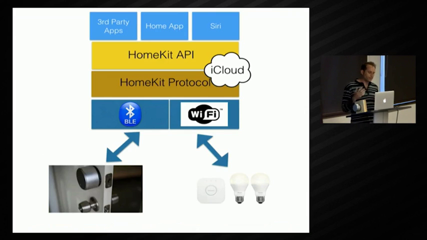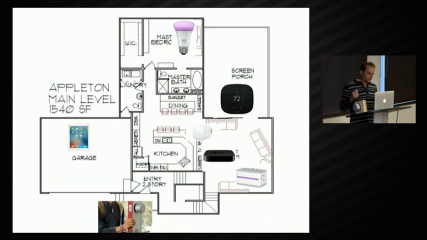Another thing about HomeKit is that a lot of the code, looking at the framework, is based off of the concepts of BLE. Even if you're communicating with the device through Wi-Fi, a lot of the concepts in the HomeKit framework are based off of Bluetooth Low Energy.